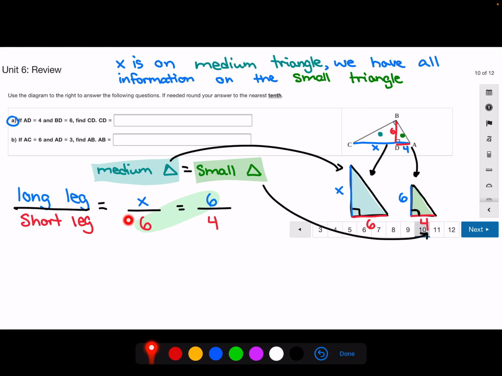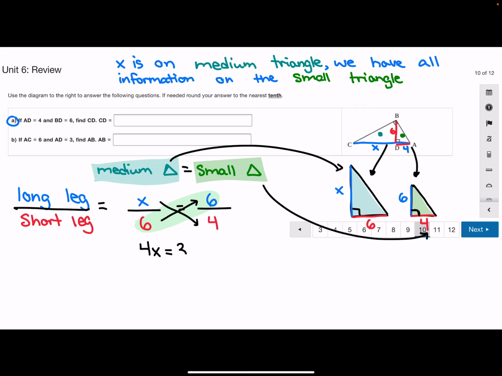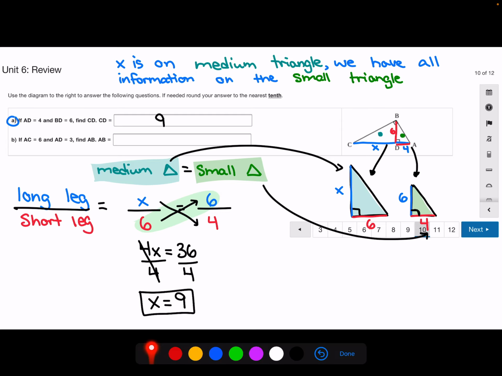Again, this is all from the medium triangle. This is all from the small triangle. We know that we're doing it correctly if we have a geometric mean occurring. So from here, we can just go ahead and solve. Cross multiplying, we get 4x equals 36. And dividing both sides by 4, we get x is equal to 9. Since CD is x, we can say that CD is equal to 9.